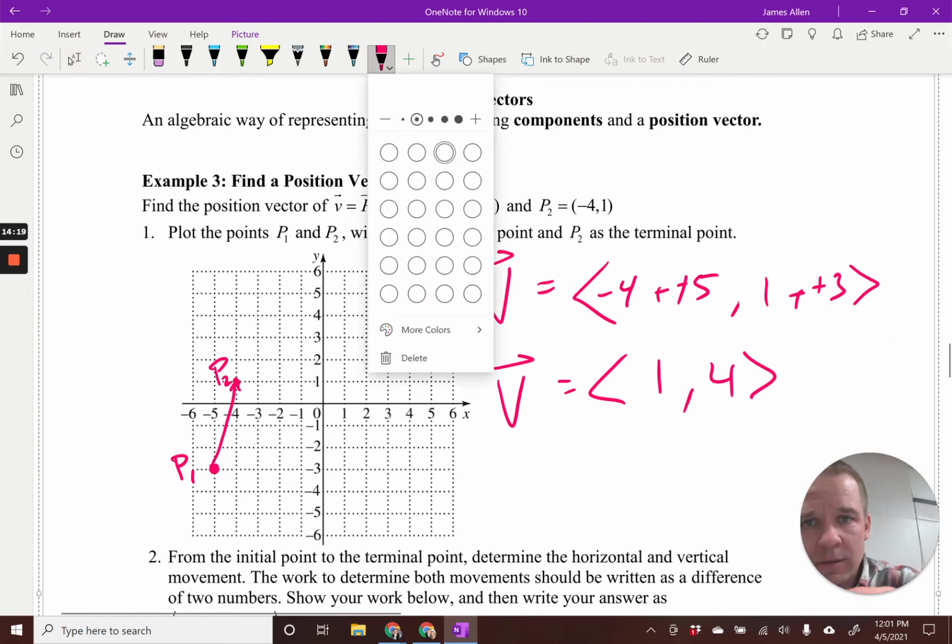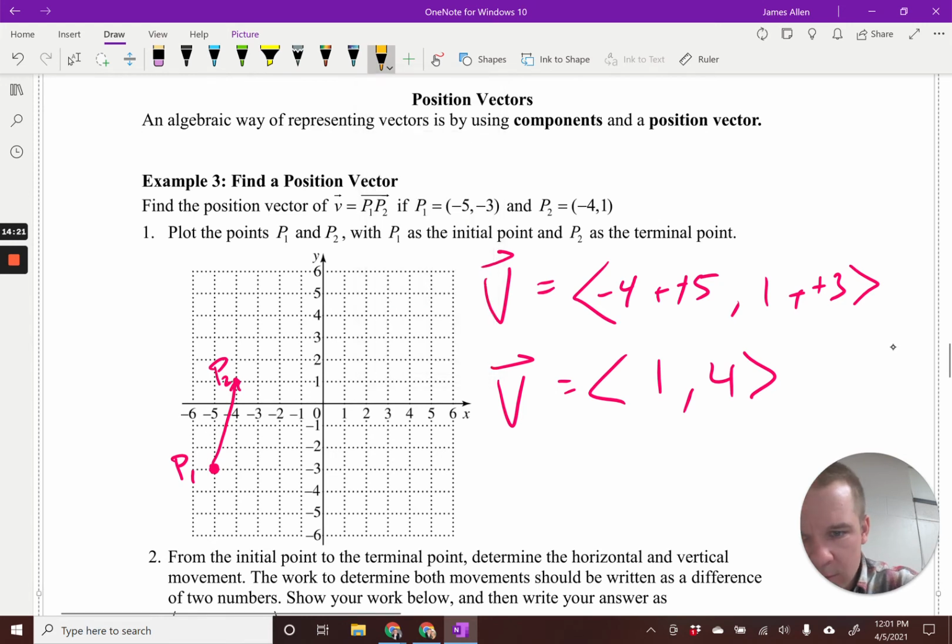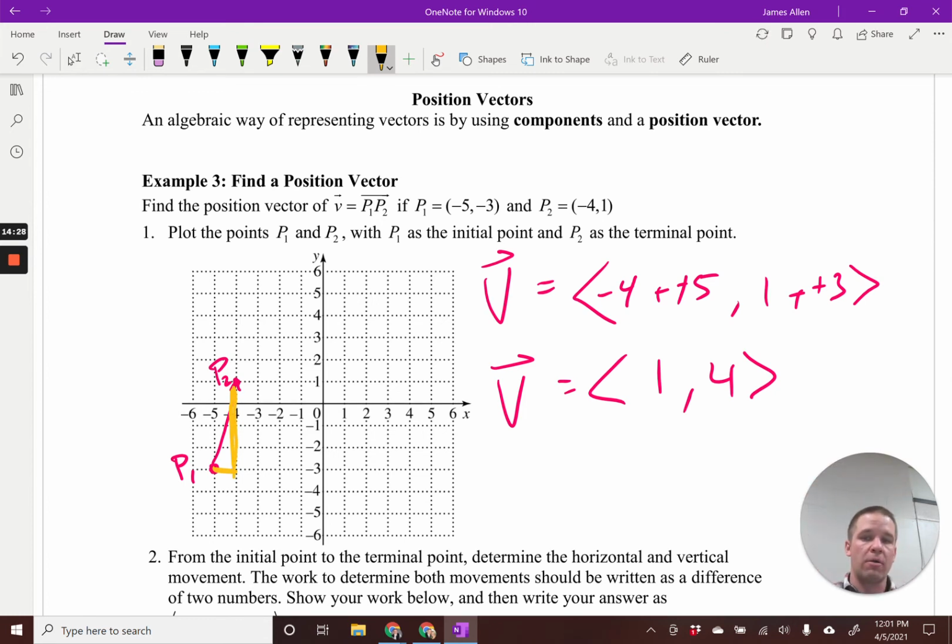I went over 1, up 4. That checks out, right? From my initial point to my terminal point, I went to the right 1, I went up 4. Awesome. Fantastic. I like it.